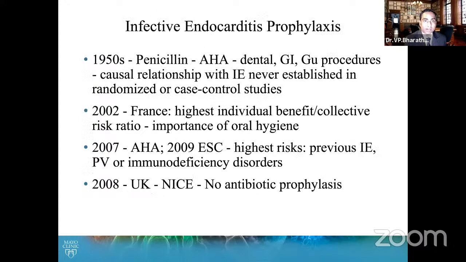All right. So infective endocarditis prophylaxis, I will briefly touch upon that. It was started in the 1950s when penicillin was widely available for commercial use. At the time, there was so much enthusiasm about the wonder drug penicillin and the antibiotics, and the American Heart Association caught on to that phenomenon, and then they recommended that dental, GI, GU procedures should need antibiotic prophylaxis in a lot of the population. But the causal relationship between infective endocarditis and these procedures was never established in randomized or controlled studies.